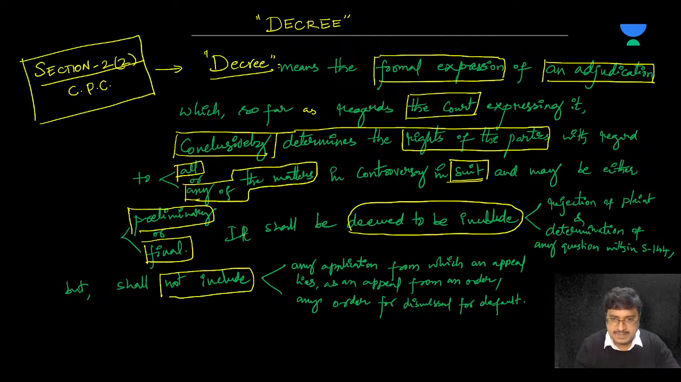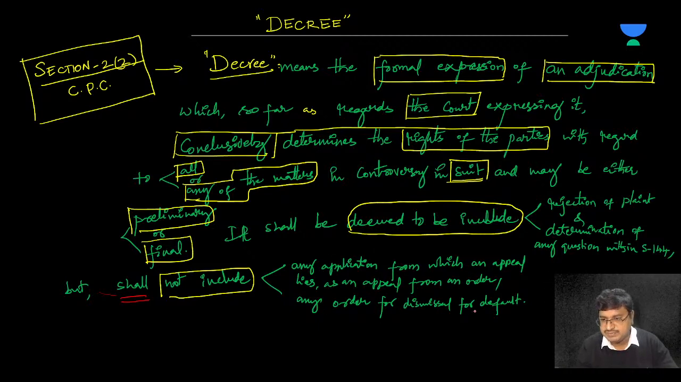Next, if we see this one, but shall not include any application from which an appeal lies as an appeal from an order or any order for dismissal for default. Shall not include. This part is the excluding definition or exclusive definition. Here this part very clearly excludes any application from which an appeal lies as an appeal from an order. Appeal from an order has been excluded from the definition of decree. It is very expressly stated in the definition itself.